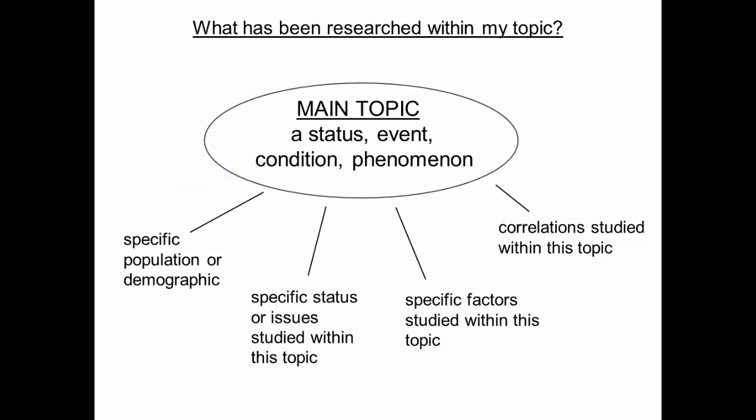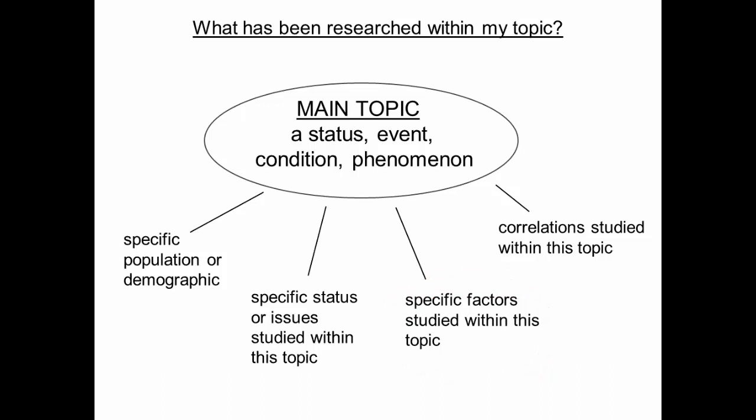For example, the topic of divorce might be your main topic, but then you have to start looking at what the research has focused on within this topic. In psychology research, the focus within the main topic might be a specific population or demographic. That's a specific group of people who are dealing with the main topic or issue. The topic might focus on a specific status or a specific condition. Or the research might be looking at correlations or relationships between different factors within your topic.